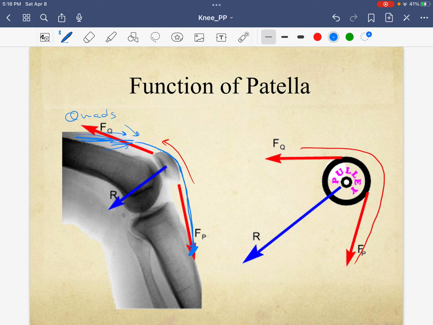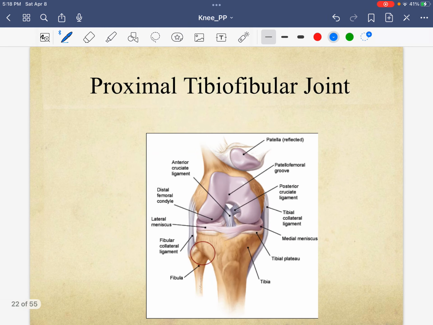All right, but this is a real thing, right? This is a real arrangement. And like I said, it's no joke here. Increases the angle of pull. It can increase the function of the quadriceps by as much as 50%. So that's really cool. All right, the last thing we'll do before we leave here is the proximal tibiofibular joint.